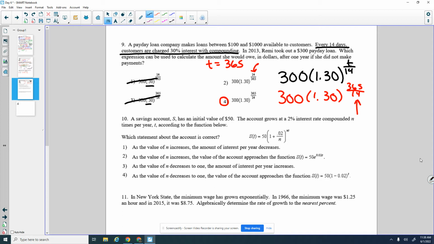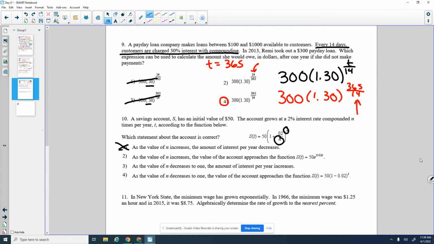Now, what I would suggest is trying different numbers for n and looking on your calculator to see what happens in the y equals, or just plugging in a number for the time. But the more we compound, we know the more we get, right? So that one is not true. As the value of n increases, the value of the account approaches the function S of t equals 50 e to the 0.02t. Now that one's true because as n increases, we're heading towards infinity, right? So we know that the compounding formula heads towards the PERT formula because the PERT formula is compounded continuously, or an infinite number of times.